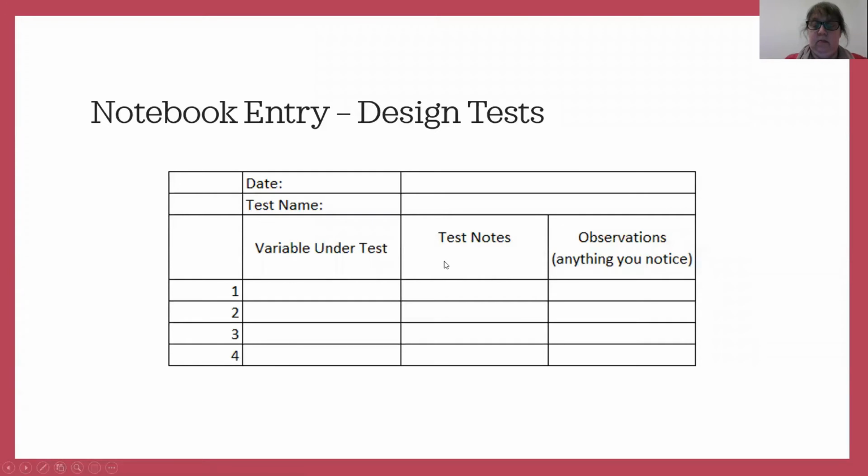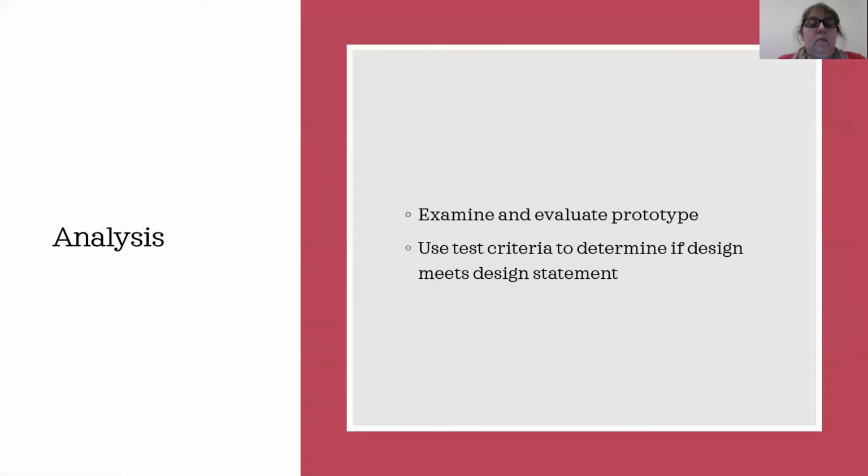Okay, and so here you have a little notebook entry for your design tests. Name, test name, variable under test, like the speed or whatever it is that your criteria can do, test notes, and observations of anything you notice. And now you'll analyze it.